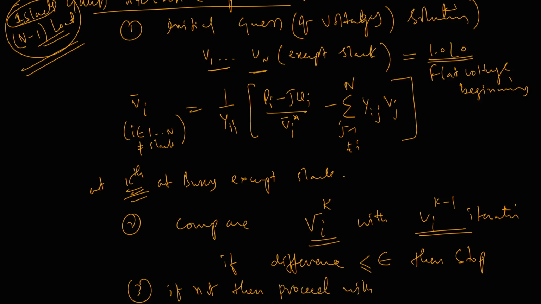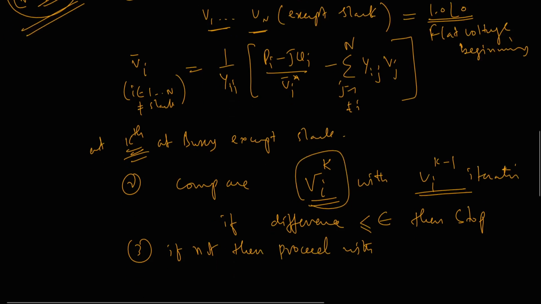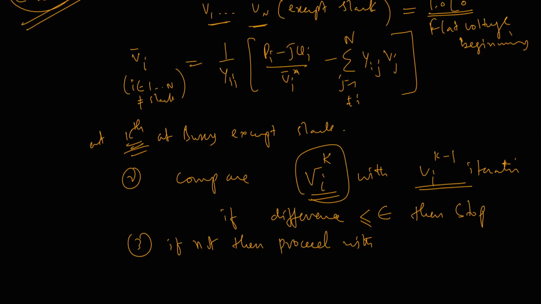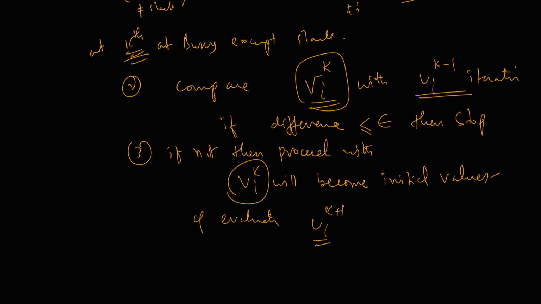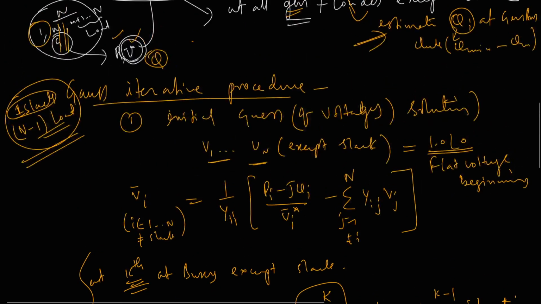Proceed with these as the initial values and then calculate. So Vi at k will become the initial values, and evaluate the k plus 1 values using these base voltages. So this is the brief iterative procedure, and this is called the Gauss iterative procedure.